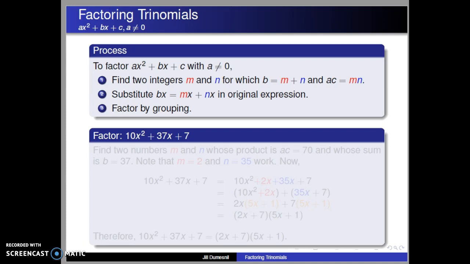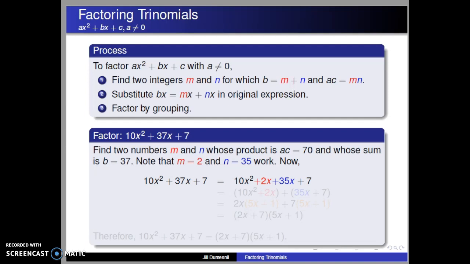Let's factor 10x² plus 37x plus 7. Notice here that a equals 10, b equals 37, and c equals 7. We first need to find two integers m and n whose product is 70 and whose sum is 37. This step is sometimes easier than other times. Factor 70 and through trial and error check the sums of the factors. In this case, m equals 2 and n equals 35 work. Notice m and n multiply to 70 and add to 37.